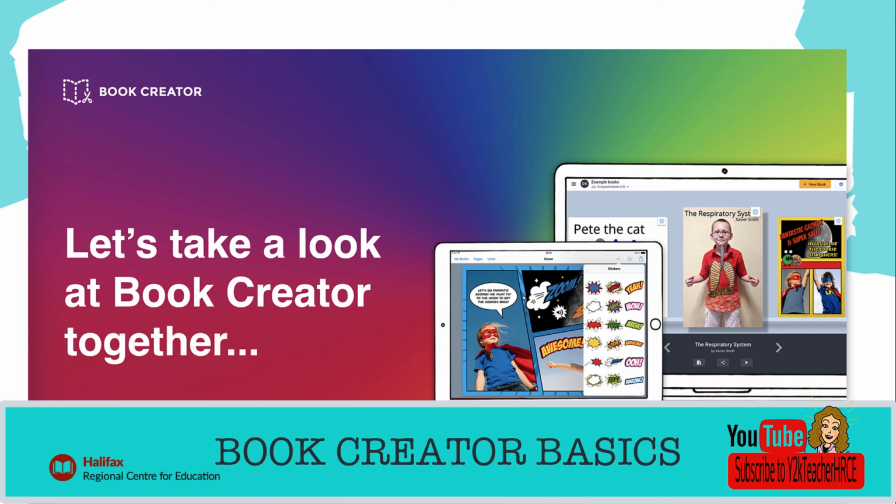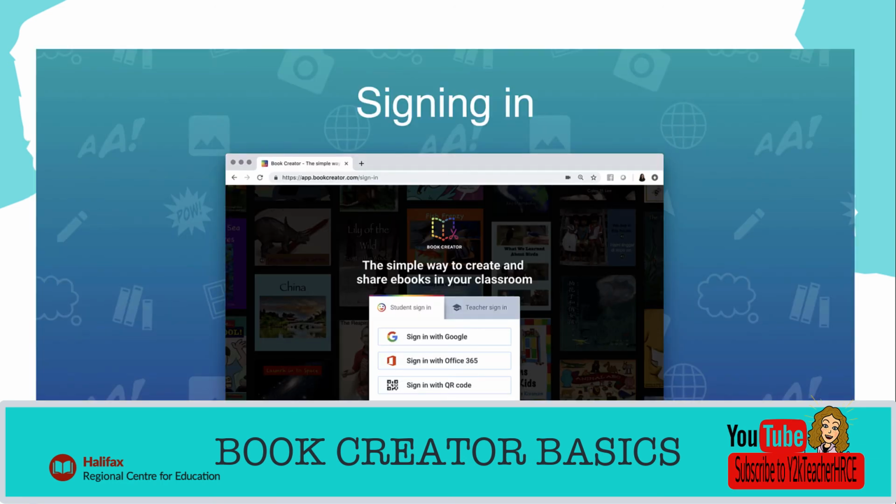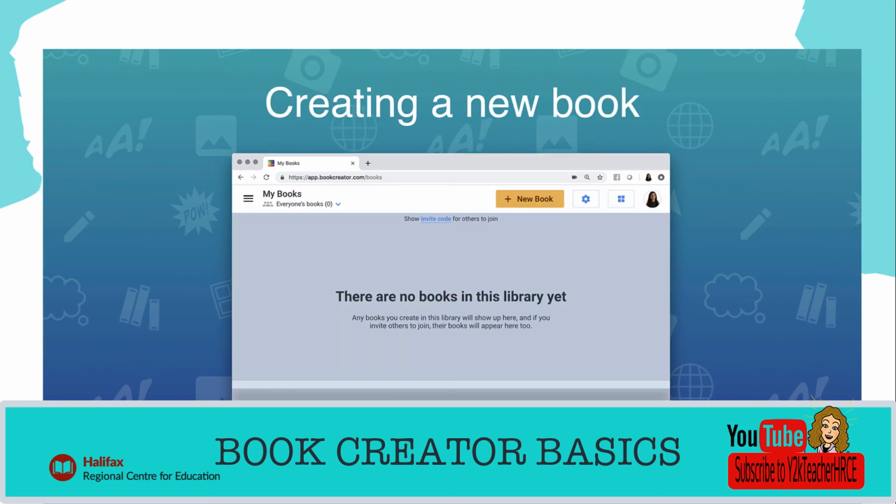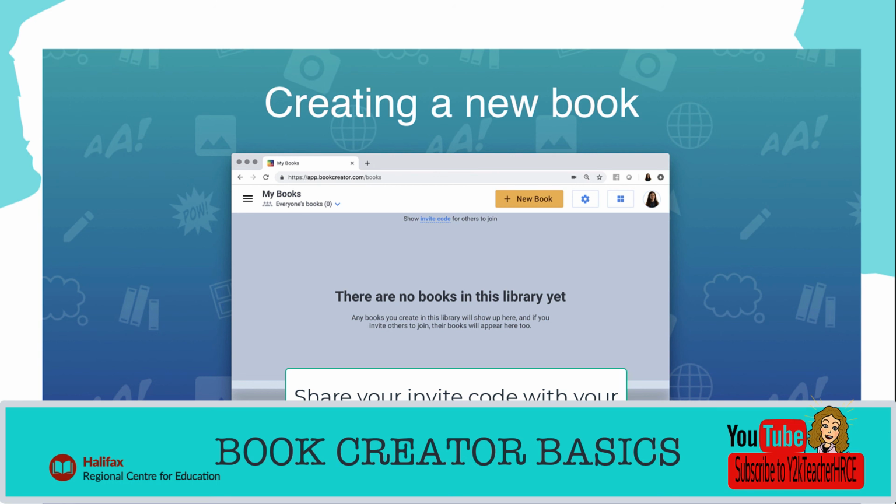So we're going to take a little dive into how to use Book Creator, and at the end of this video I will use a Book Creator book to go over step-by-steps, but I'm going to go over just a couple of things for you. So to access Book Creator, you're going to want to go to app.bookcreator.com, and you want to create a teacher account. You're going to sign in with your Google account, and you're going to see that there are no books in your library yet, and you want to create or show an invite code for others to join. It's easiest if you share that in Google Classroom.